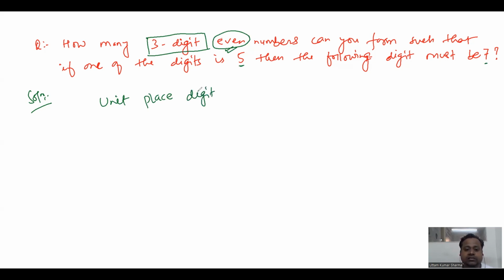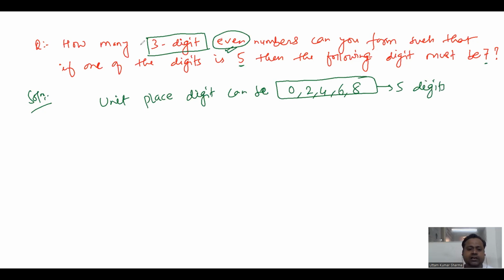So the unit place digit can be either of these digits in order to make it even, that is 0 or 2 or 4 or 6 or 8, right? Either of these 5 digits, you cannot take any other digit because you need three-digit even numbers. So the unit place is already sorted. You don't have a choice. Now we are talking about the tens place and hundreds place, right?